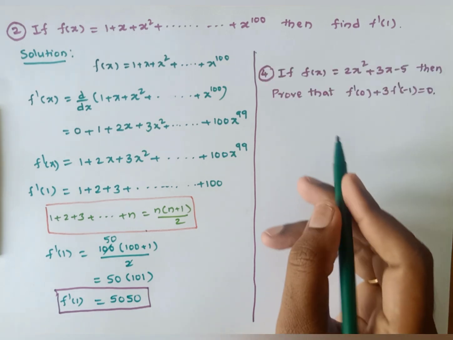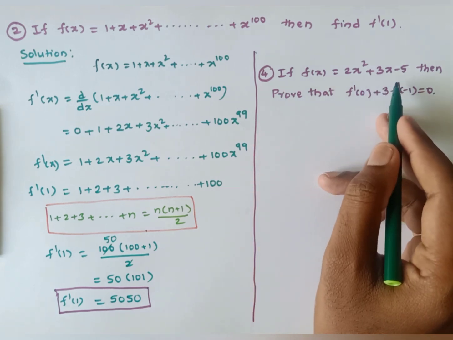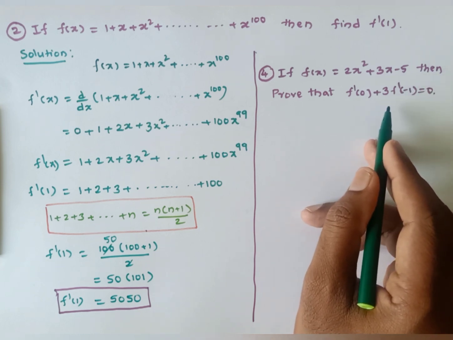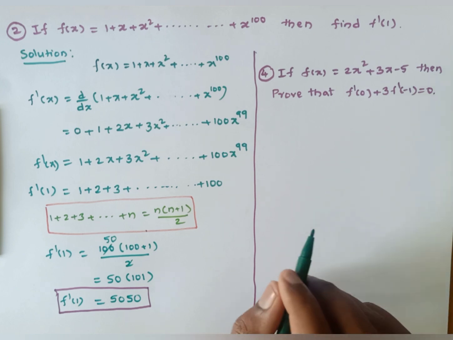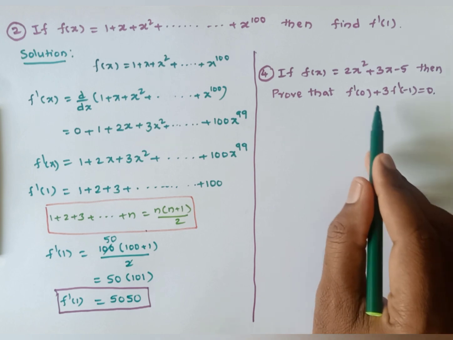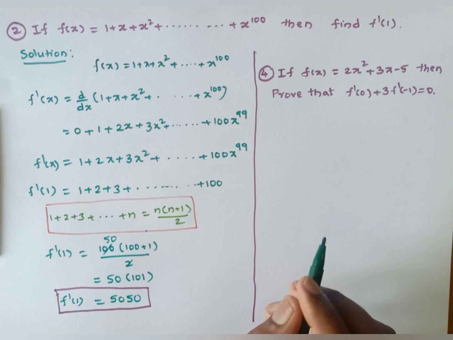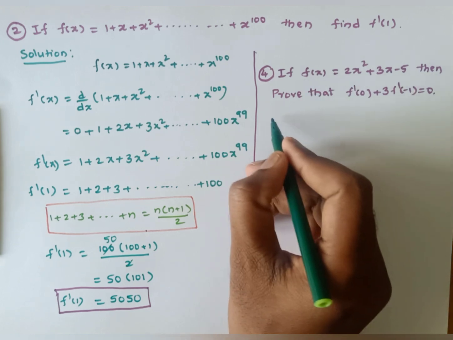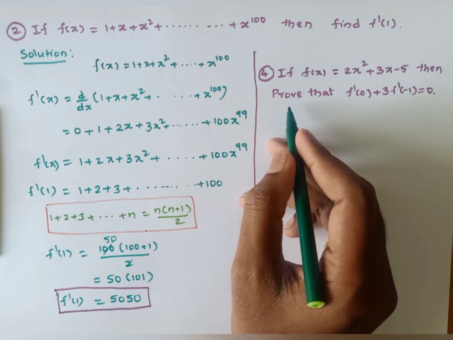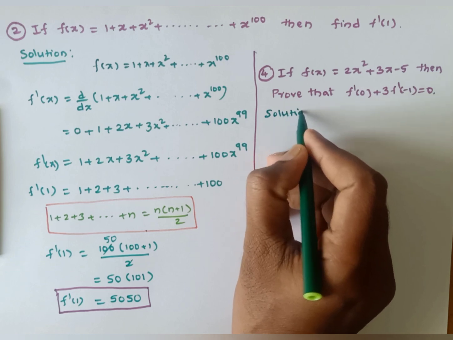So next, the fourth problem. Now if f of x is 2x square plus 3x minus 5, then prove that f prime of 0 plus 3 into f prime of minus 1 is 0. So we need to show this expression is equal to 0. To find this, we need f prime of x, right? Already given f of x, a polynomial, the expression 2x square plus 3x minus 5. So first find the derivative of that function.